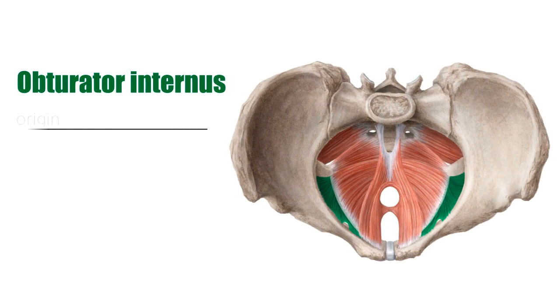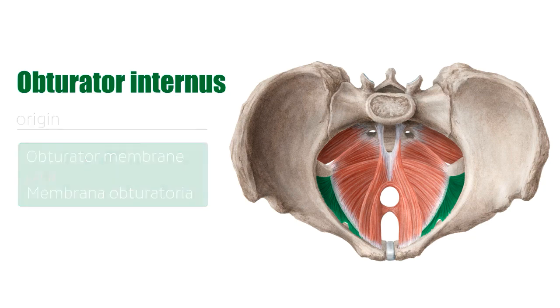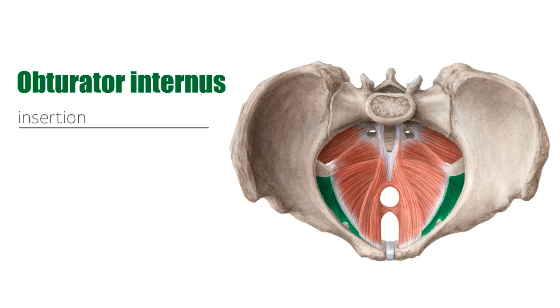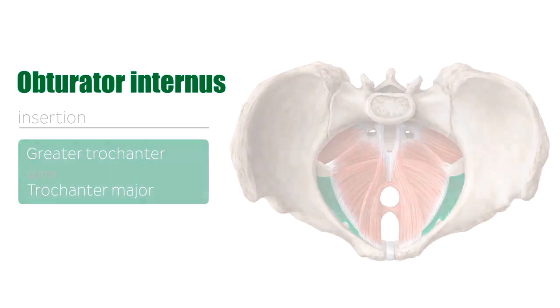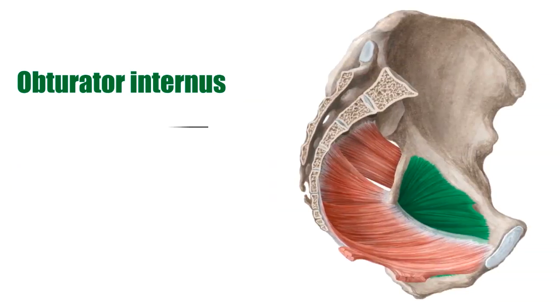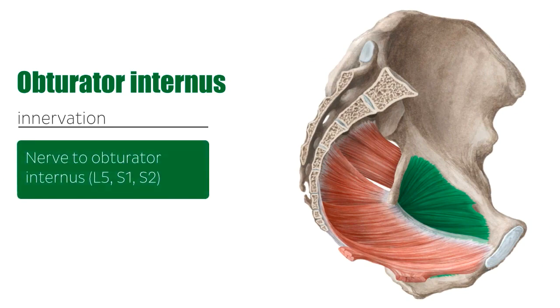Now this muscle originates at the medial surface of the obturator membrane. Other origin points include the ischium near the membrane and the rim of the pubic bone. As for insertion point, the obturator internus is going to insert at the medial aspect of the greater trochanter of the femur. The innervation of the obturator internus is carried out by the nerve to the obturator internus, coming from L5, S1, S2 from the sacral plexus.